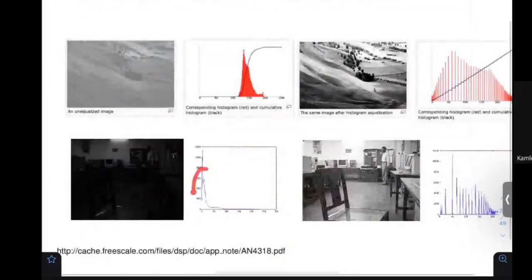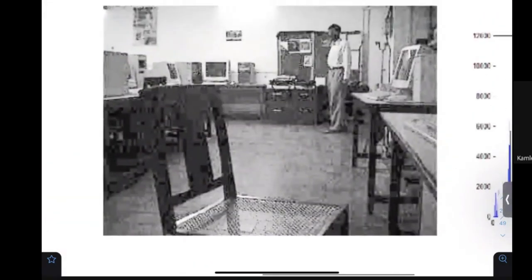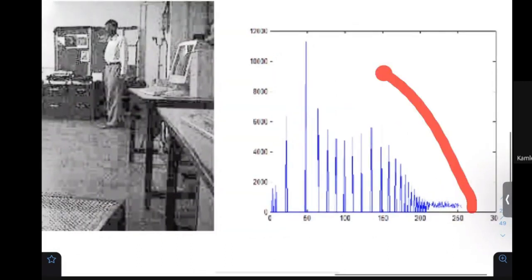So this is another image. I don't know how much you can visualize out of this, but this is what the histogram of this particular image is. If you apply histogram equalization, you get this image. Surprisingly better image. And this is what the new histogram looks like.